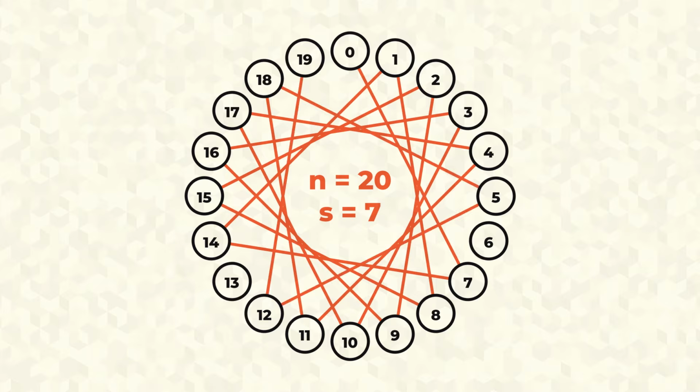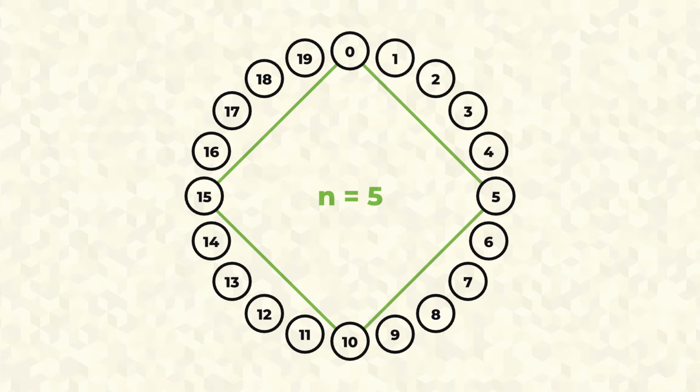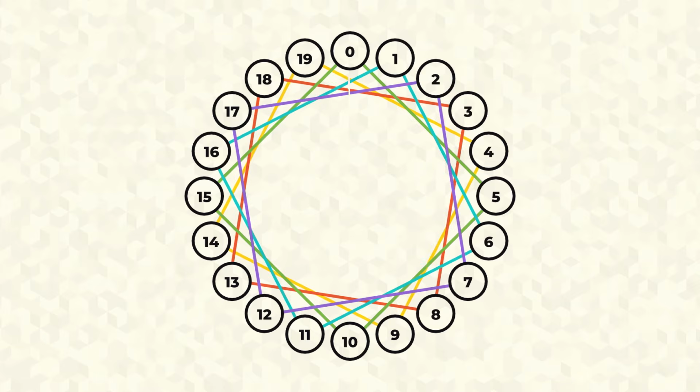However, if you pick a number that divides 20 equally, like 5, you'll see that the star will return to the starting item without having visited all of them. In fact, it only visited 4. The star is actually a square. If you want to visit every item, you would need to have 5 separate squares starting at 5 different points, which doesn't satisfy our initial criteria.